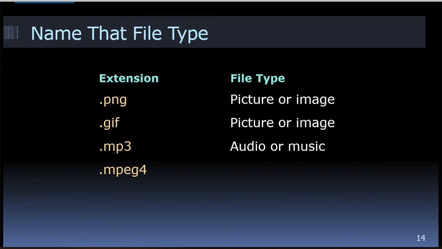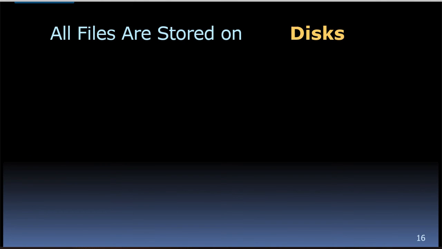And MPEG-4, if you look at the name, MP stands for Motion Picture Experts Group, which is a video format. And AVI, that V is again a video file. And another example, the V in WMV, is another format for videos. Try to know all of these different formats. They're very important. All the files are stored on what?